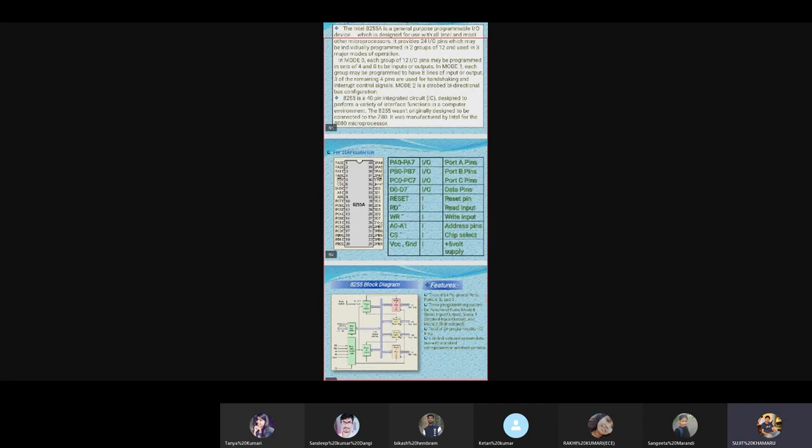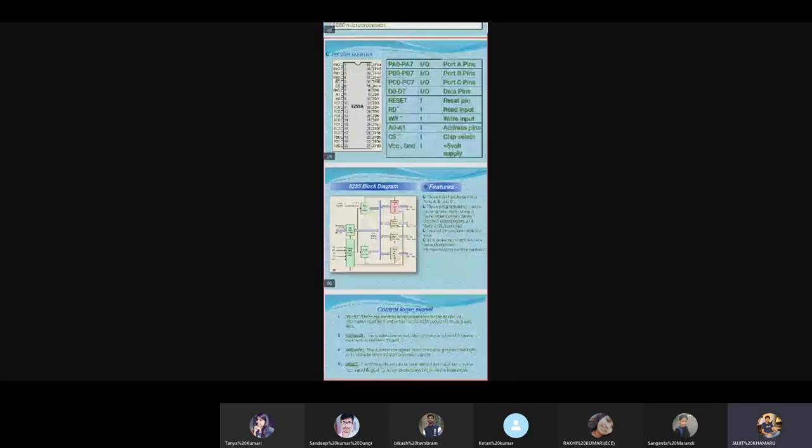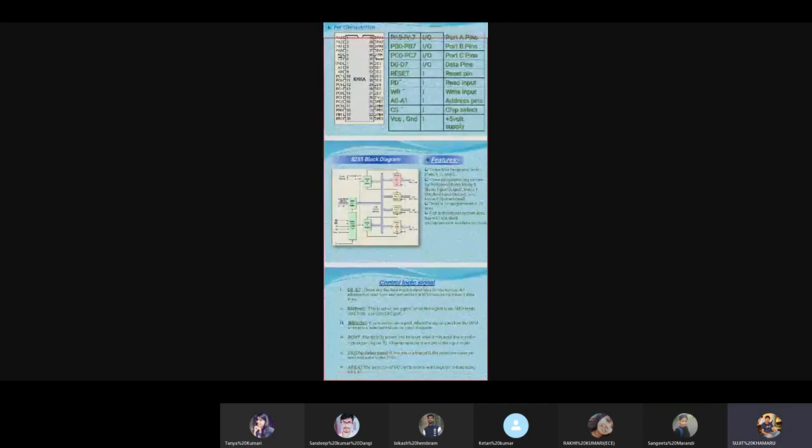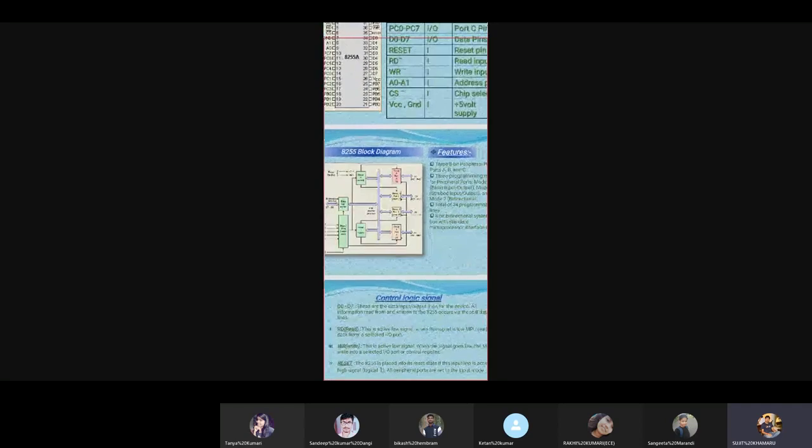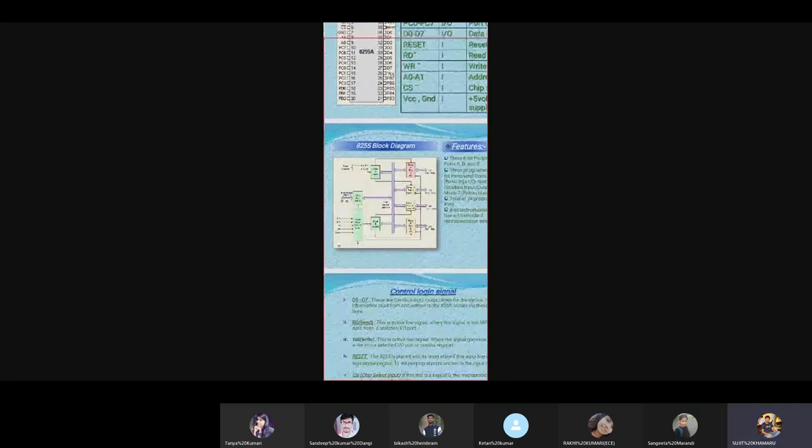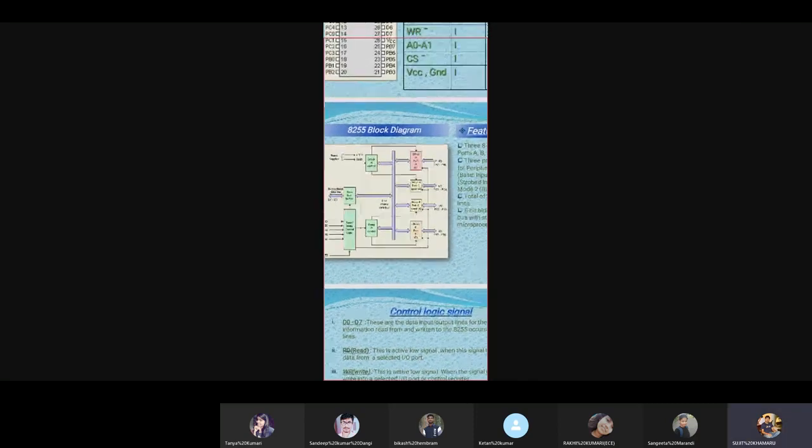Now the next slide is the block diagram of 8255. The block diagram of 8255. On the left-hand side, all are internally connected through an internal bus. At the bottom there is a read write control logic. In the read write control logic, which pins are connected? RD bar, WR bar, A0 and A1, reset and chip select bar.